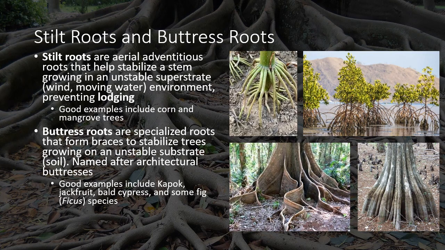Another good example are bald cypress. This bottom right-hand corner are the buttress roots of a cypress, but the bald cypress grows in swamps in the American Southwest where the soils are soft and boggy. And the tree in the bottom left-hand corner is the kapok, which is a tropical rainforest species with very famously fluted buttress roots.